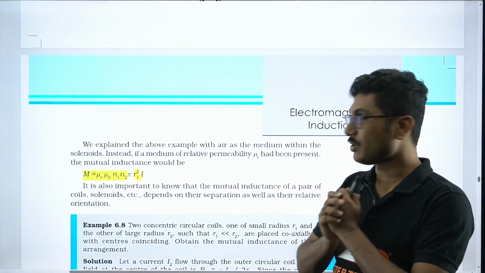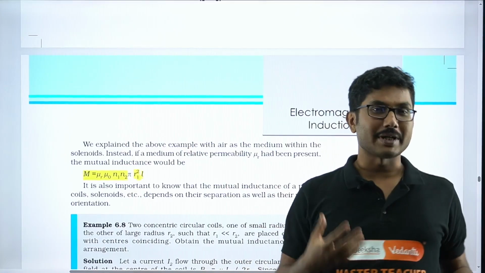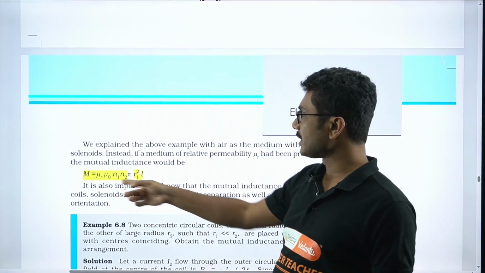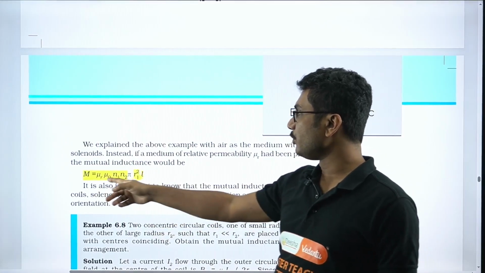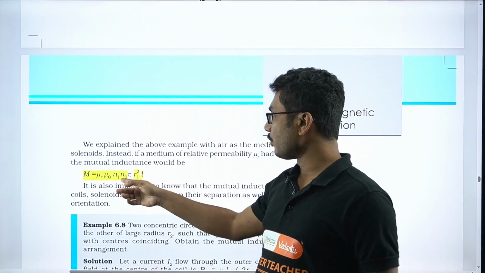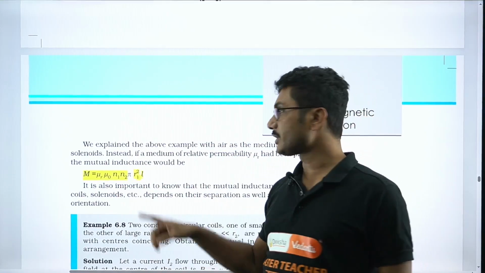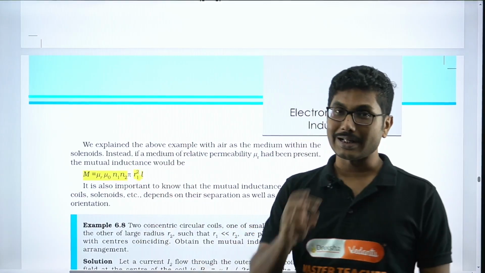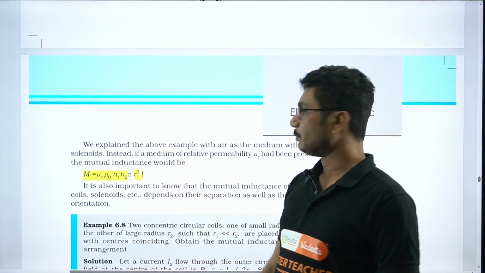Mutual induction is constant. It depends on the shape and the size of the coils and how they are oriented, but if the orientation remains fixed, this is the formula that you can remember: mu r into mu naught, n1 is the number of turns of the first coil, into n2 is the number of turns in the second coil, pi r1 square, that is the inner coil, into L.